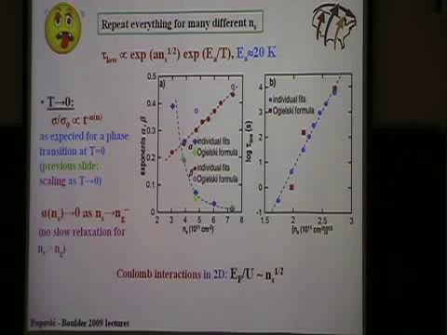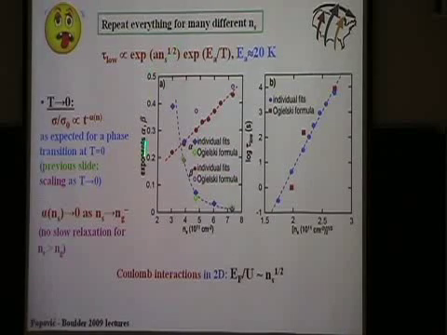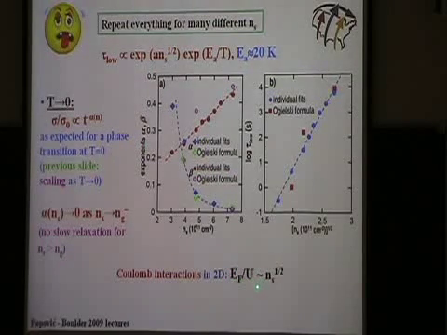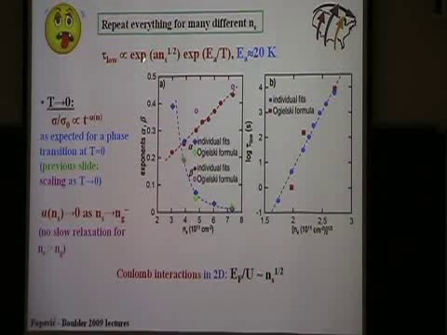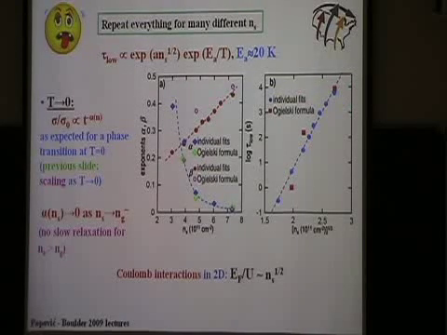Another thing that I'd like to point out here is this density dependence that goes as a square root, because in 2D systems we know that the ratio of the Fermi energy to the Coulomb energy goes as the square root of the density. So the fact that this depends in this particular way on the density is a strong indication that these slow relaxations are dominated by Coulomb interactions.